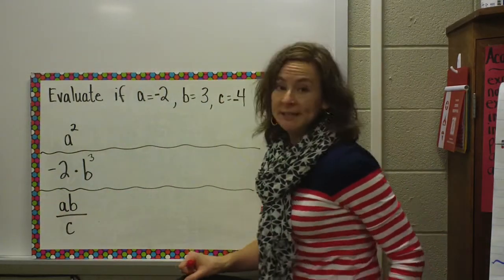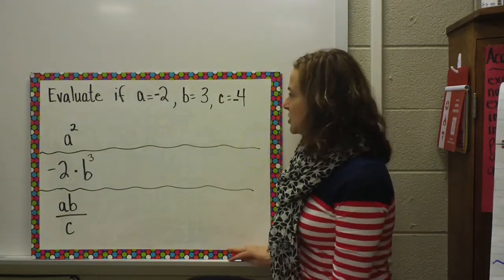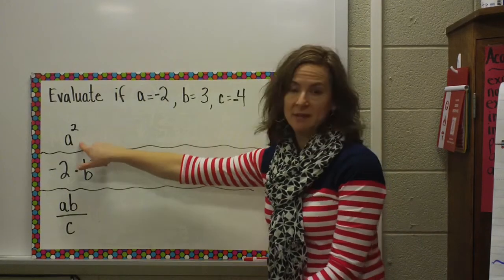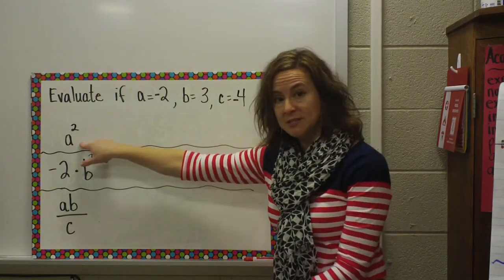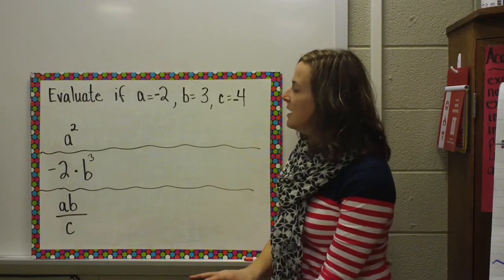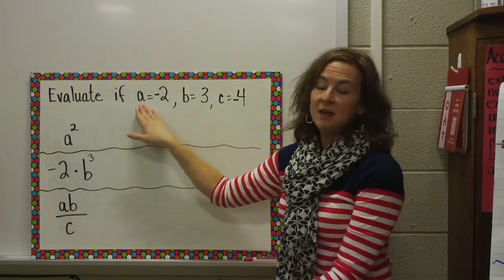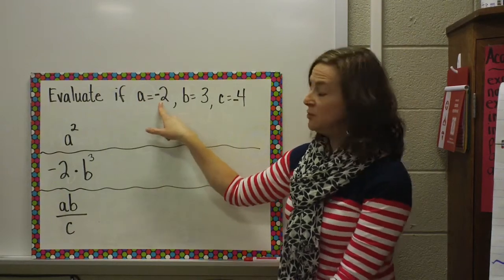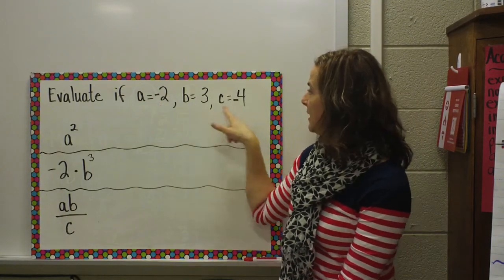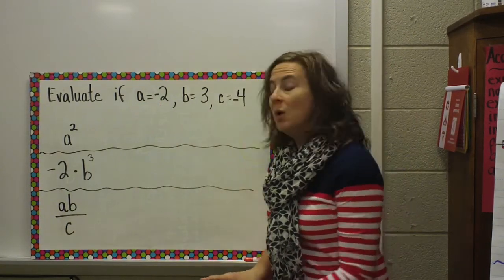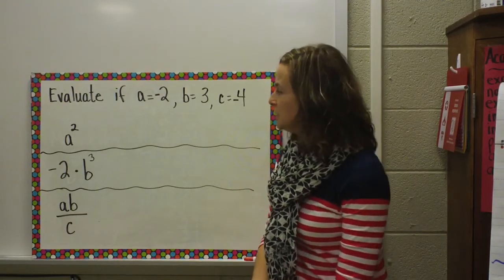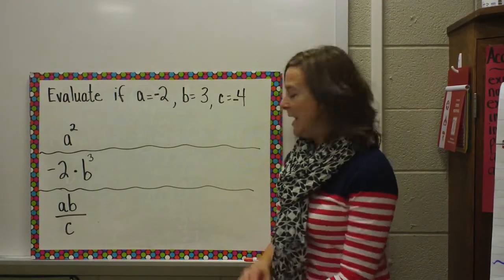The other thing that you're going to need to do is evaluate expressions that have variables in them. Remember, variables are letters that stand for numbers. In this case, they're telling me what the letters stand for. A is going to equal -2 anytime I see A, B is 3, and C is -4. What I'm going to do then is substitute for the variable, and then I'm going to solve.